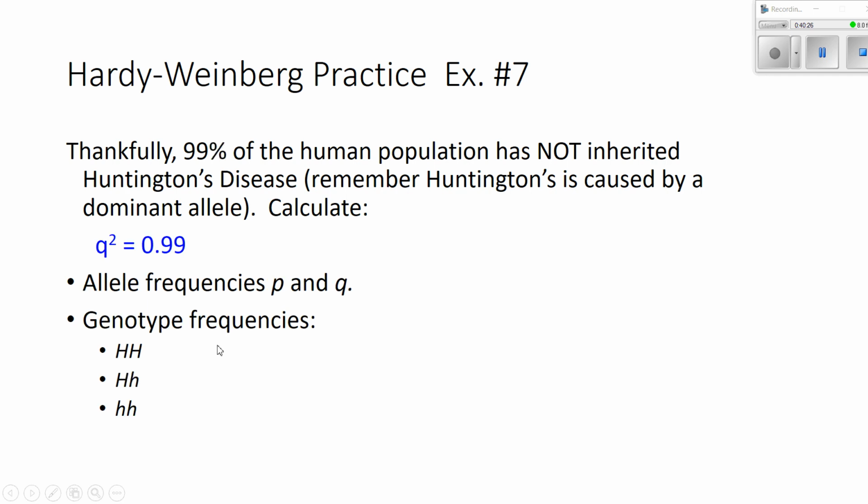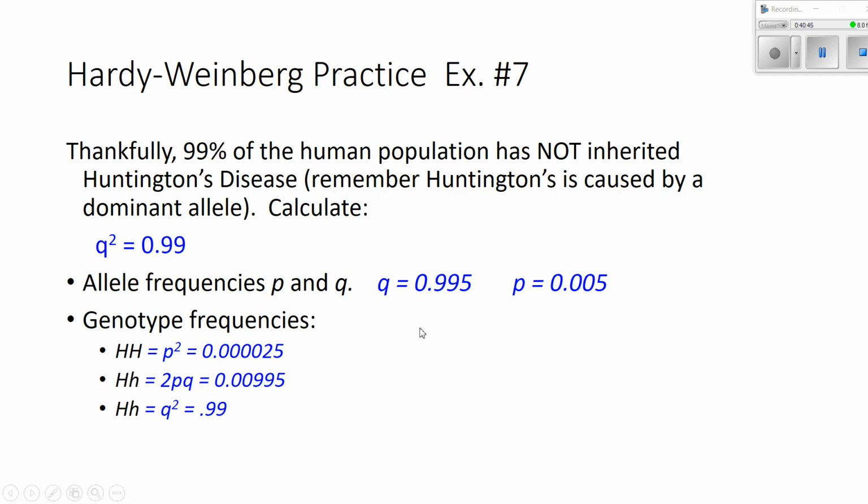Okay, so that means that q squared is 0.99. 99% are homozygous recessive, little h. So if I take the square root of that, I'll find q. And you see I did more than 2 decimal places because otherwise it was just going to be 0.99 and then it would round up to 1. And I needed it to not be 1. I needed to be more precise than that. So you can see I carried it out 3 decimal places. 1 minus that gives me a p-value of 0.005.